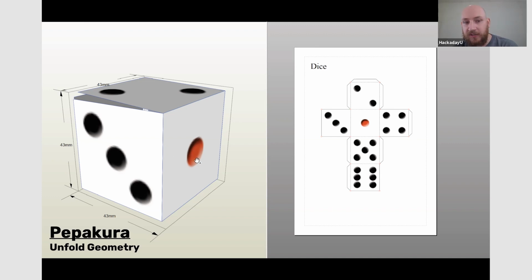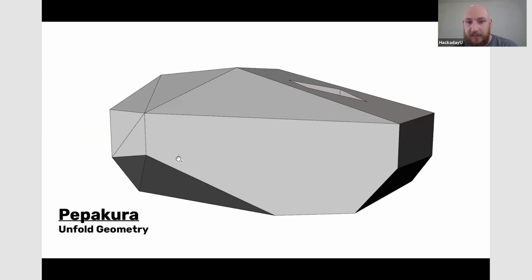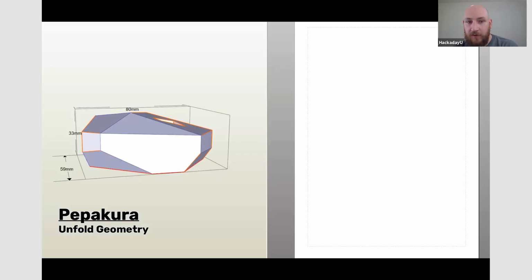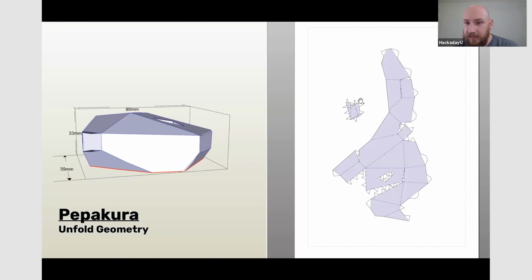So this is textures on top to create this dice. It's one of their preloaded files. So I did the Casa de Musica model, did the unfold, that's what it would look like in Pepakura, and this is the geometry here. And that would be great for laser cutting.